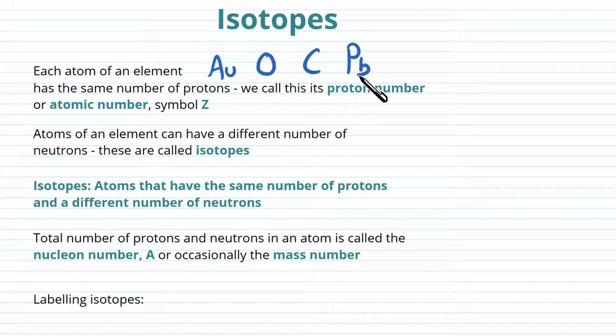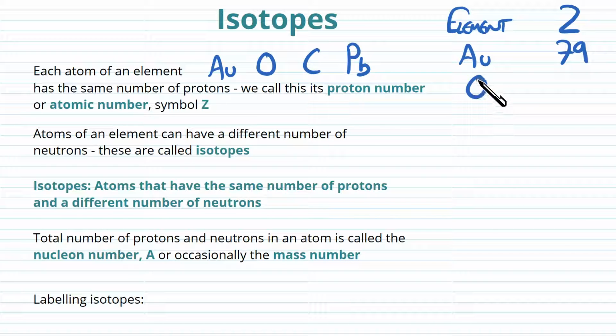Let's look at some examples briefly using the elements we've just written down. So if this is our element, and this is our atomic number Z, we see that gold has an atomic number of 79, so there are 79 protons in a gold nucleus. Oxygen has an atomic number of 8. There are 8 protons in an oxygen nucleus. Carbon, 6. And lead, 82. And that's true for any carbon atom, any oxygen atom, etc. They all have that number of protons in the nucleus.